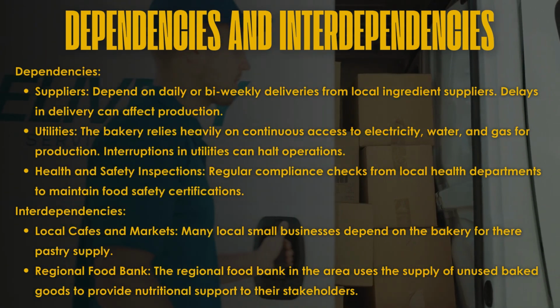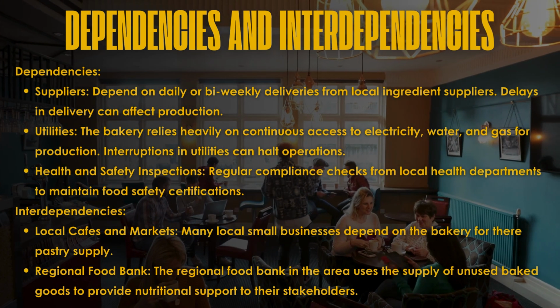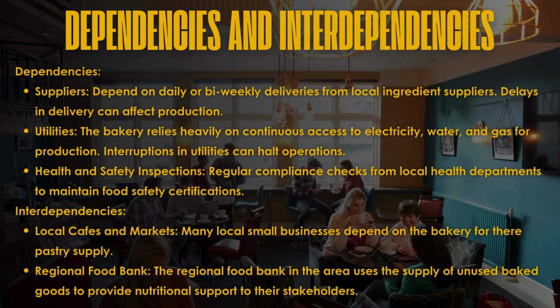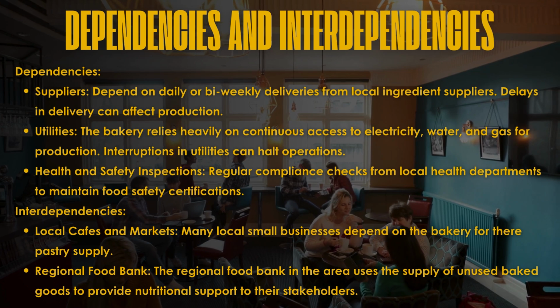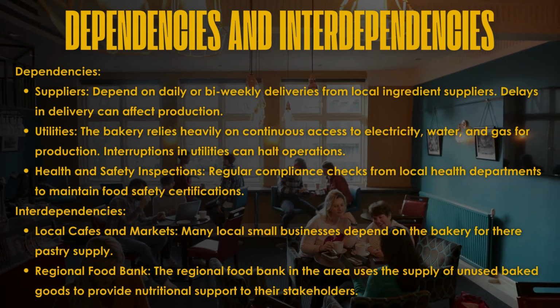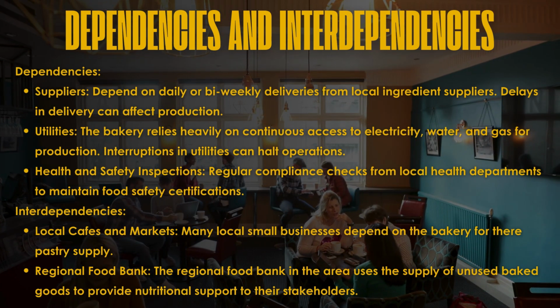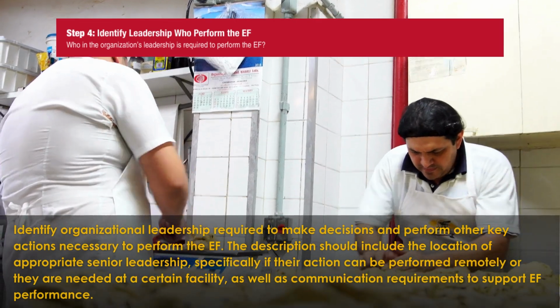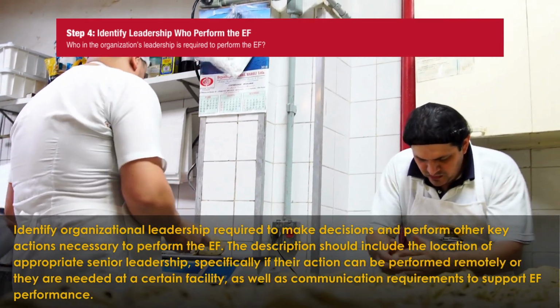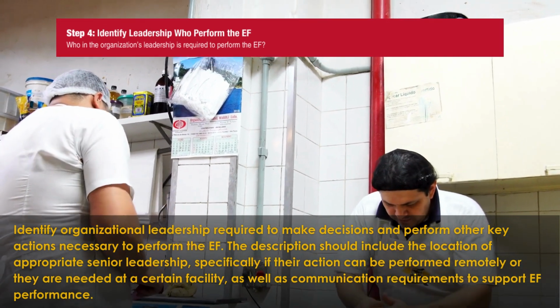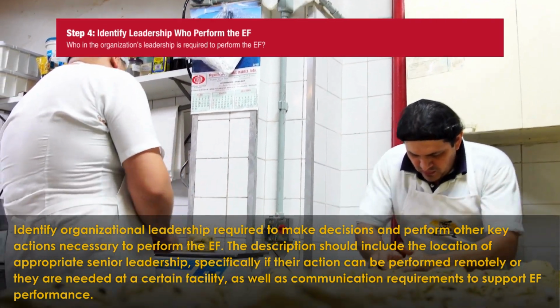They've also identified their interdependencies. Local cafes and markets: many local small businesses depend on the bakery for their pastry supply. And the regional food bank: the regional food bank in the area uses supplies of unused baked goods to provide nutritional support for their stakeholders. Step 4 is to identify the leadership to perform the essential function. In this step, we identify organizational leadership required to make decisions and perform key actions necessary to perform the essential function.